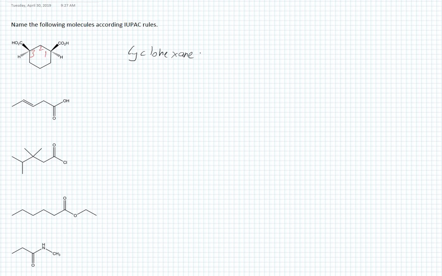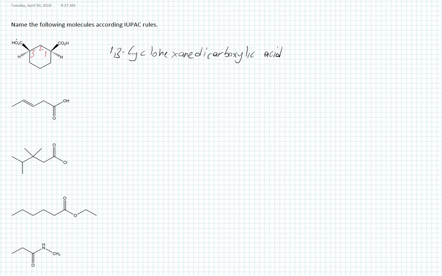This is going to be cyclohexane dicarboxylic acid. And we also have to specify the location 1,3, so we can follow the old IUPAC naming system, where we place the numbers before the parent name. So this is going to be 1,3-cyclohexane dicarboxylic acid.